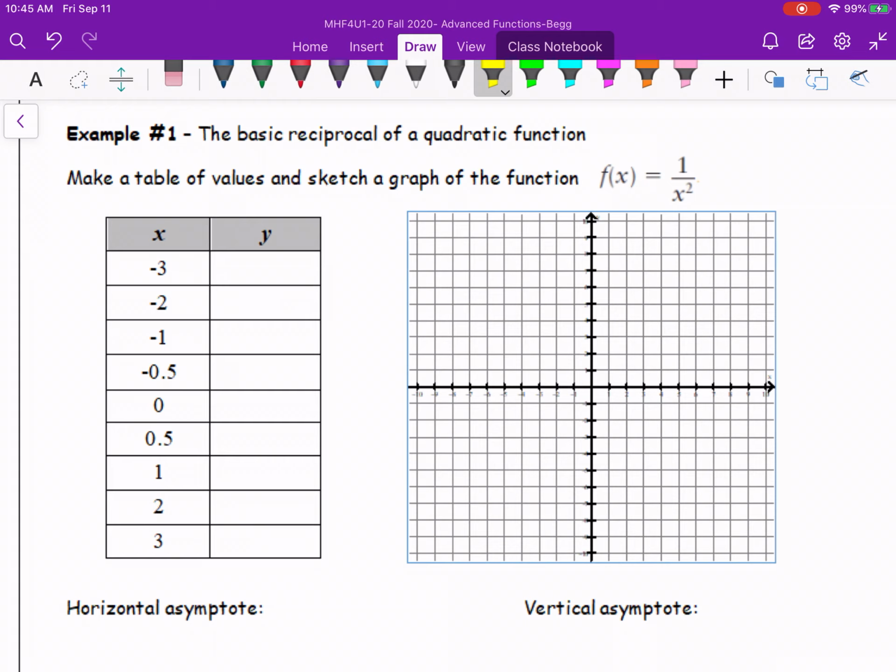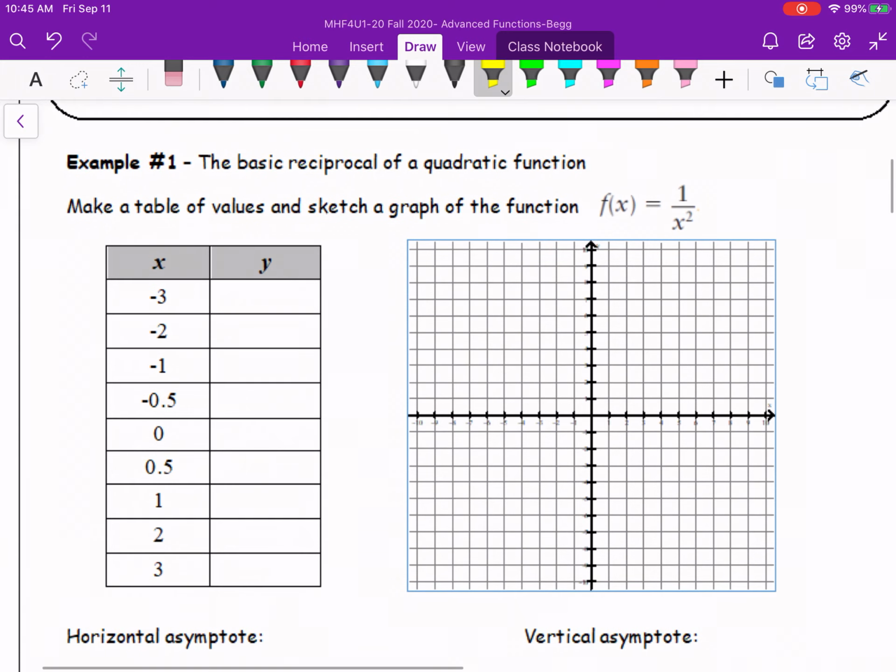So let's look at the first example, a basic reciprocal of a quadratic function. Here's your parent quadratic function, the most basic one, y equals x squared. If we take the x squared and stick it on the denominator of a rational function, just take the reciprocal of it, then we get 1 over x squared. So let's do a table of values for this function.